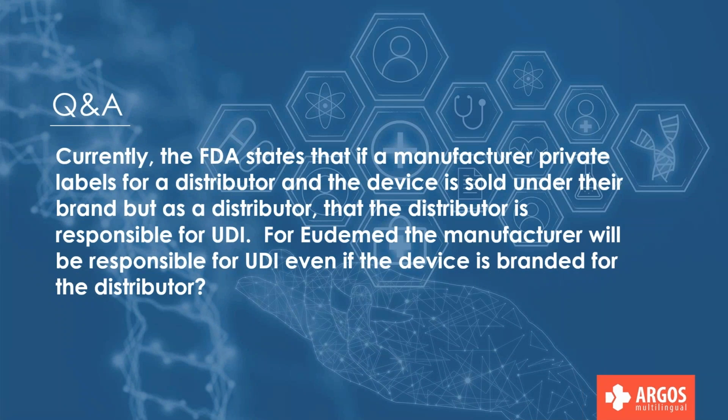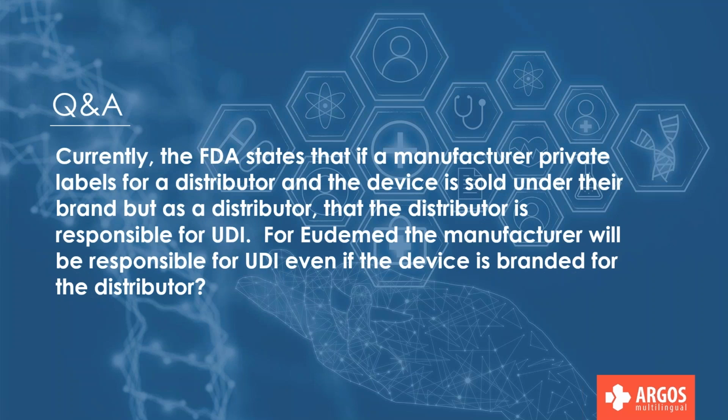Lena, can you see the screen? I can. Okay, and so for those who may not be able to see the screen, I'll repeat the question, and then Lena, maybe you can give some answers. So currently, the FDA states that if a manufacturer private labels for a distributor and the device is sold under their brand but as a distributor, that distributor is responsible for the UDI. For Eudamed, the manufacturer will be responsible for UDI even if the device is branded for the distributor?